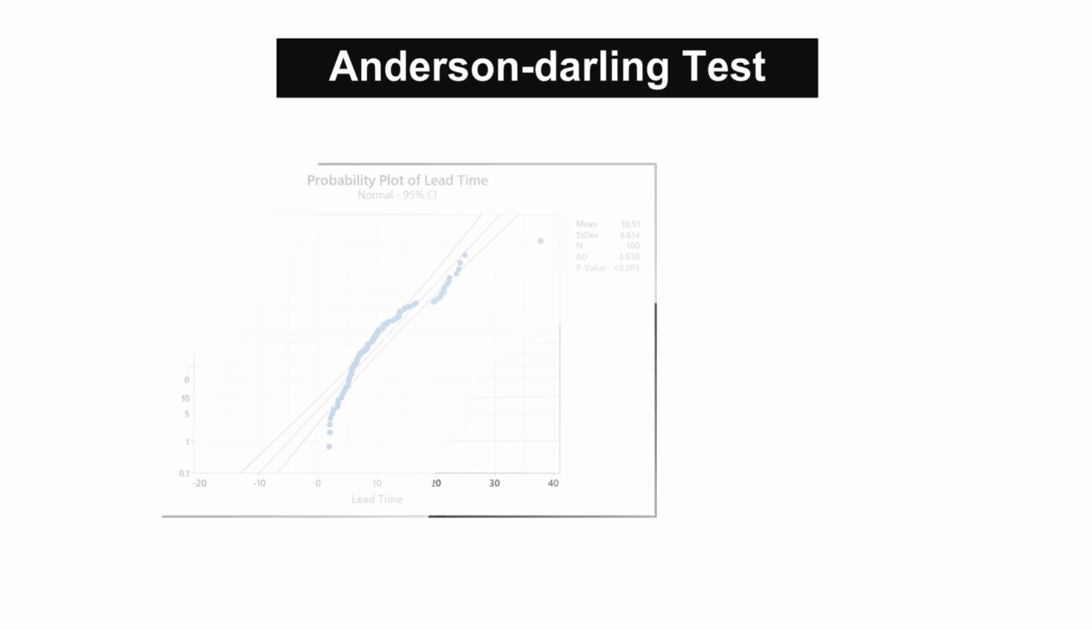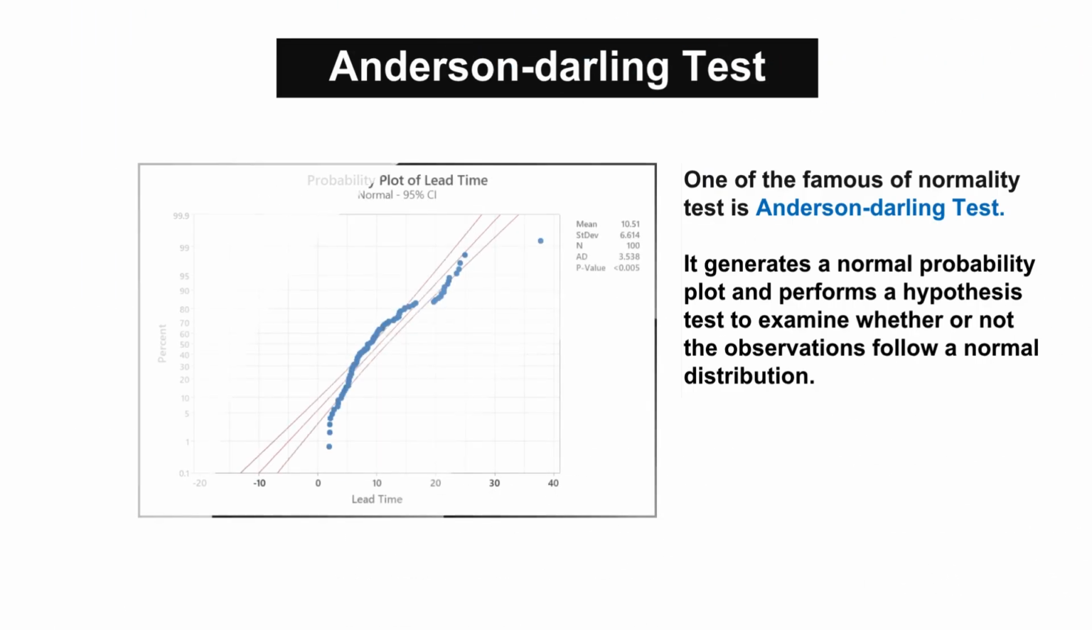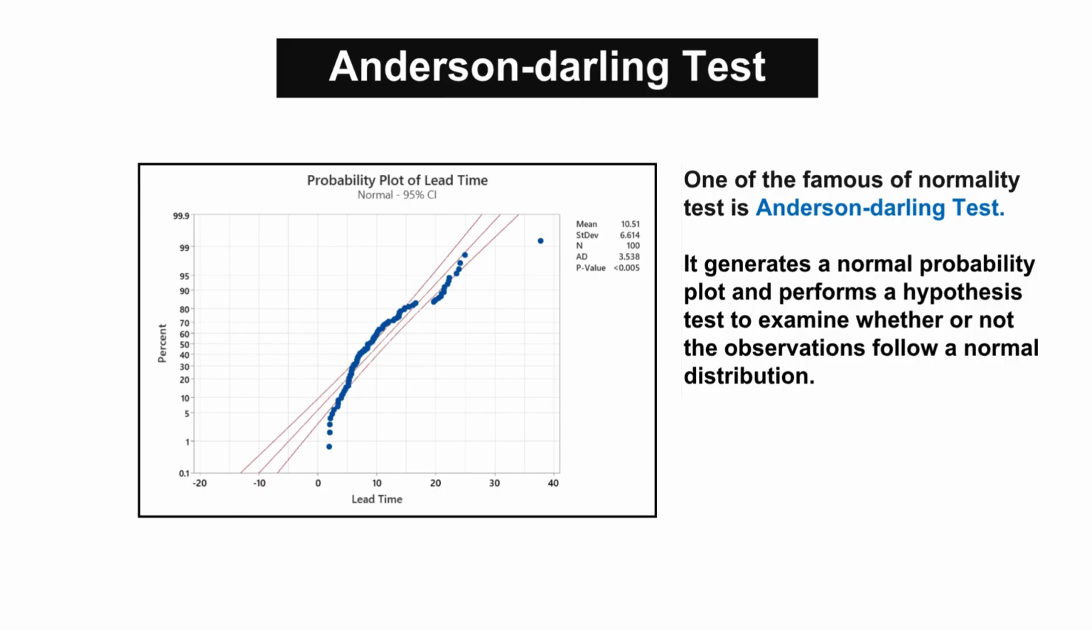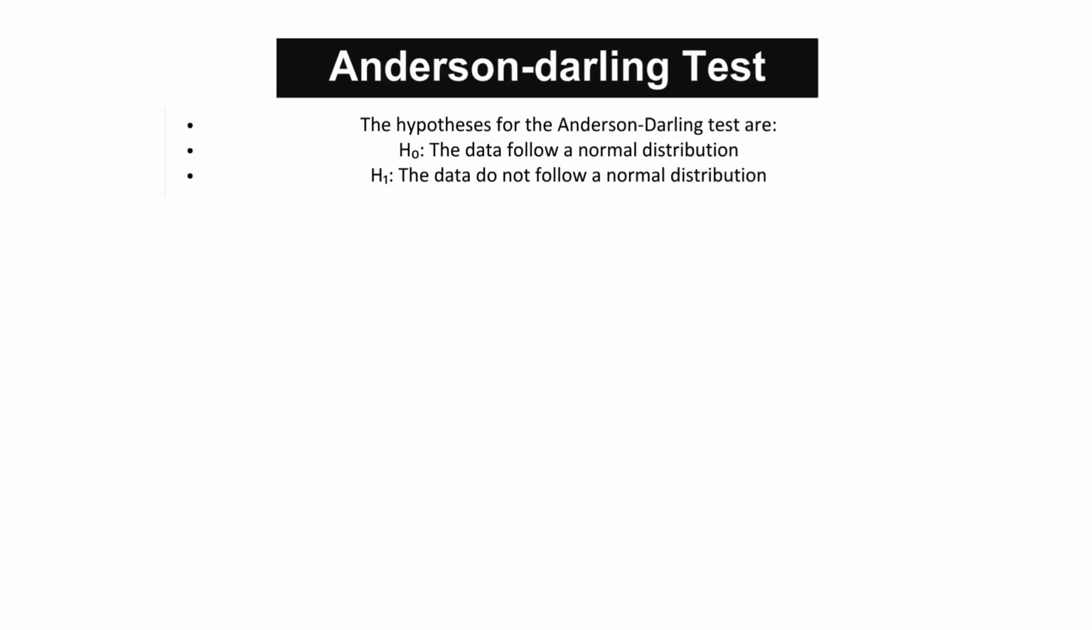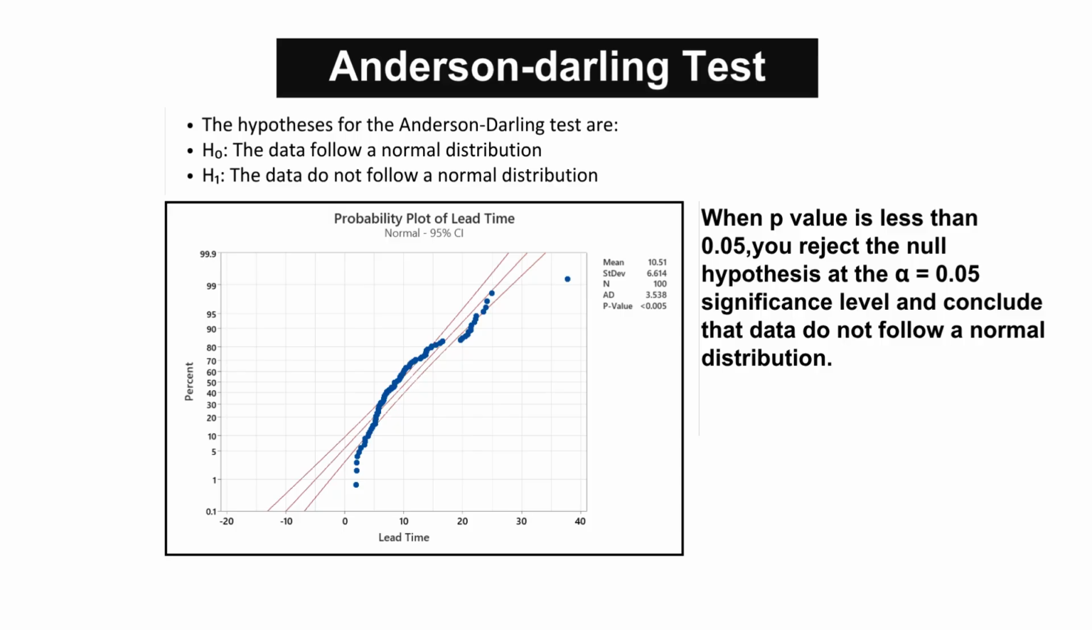Click OK. Anderson-Darling test. One of the famous normality tests is the Anderson-Darling test. The test is considered more powerful than other normality tests, as it gives more weight to the tails of the distribution, where deviations from normality are more likely to occur. It generates a normal probability plot and performs a hypothesis test to examine whether or not the observations follow a normal distribution. Null hypothesis is the data follow a normal distribution, while alternative hypothesis is the data do not follow a normal distribution. When the p-value is less than 0.05, you reject the null hypothesis at the alpha equals 0.05 significance level and conclude that data do not follow a normal distribution.